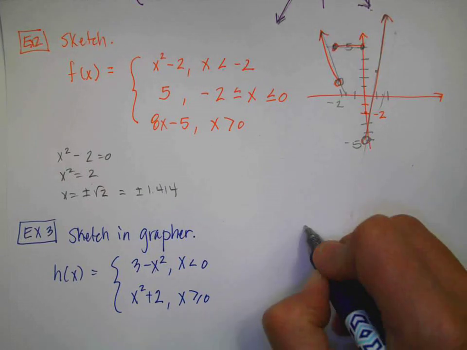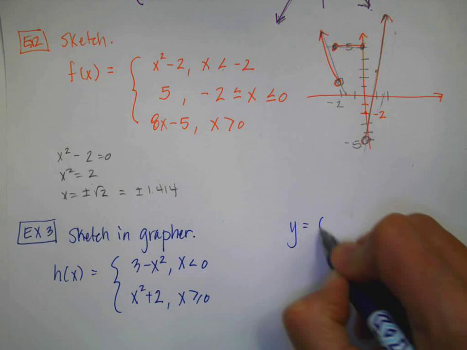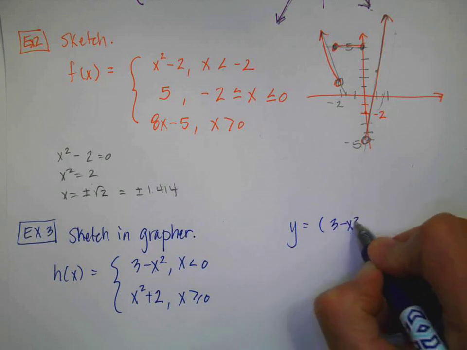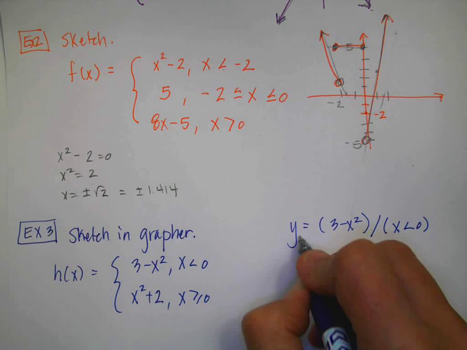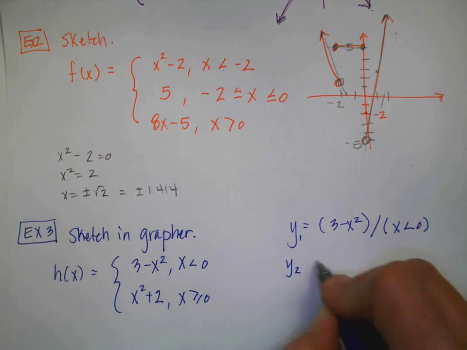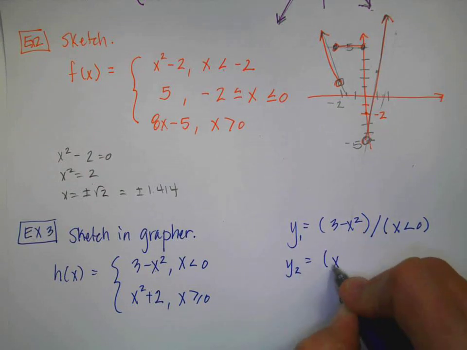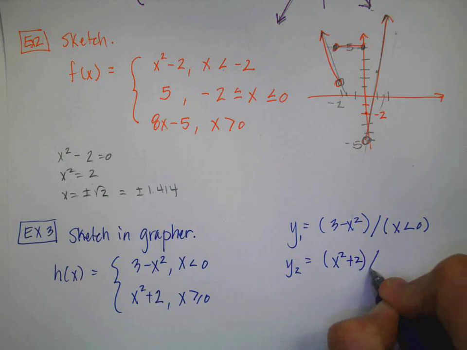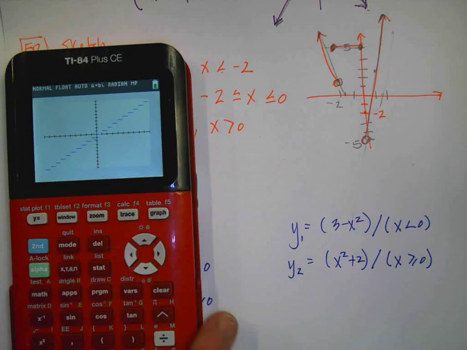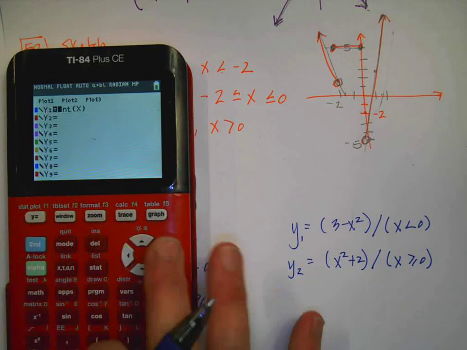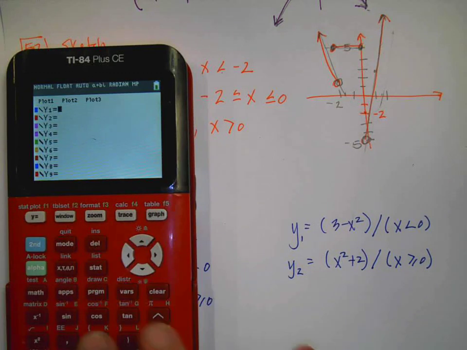Remember that when we enter these in our calculator, we're going to do y equals, in parentheses, 3 minus x squared. We're going to divide it by each of the conditions. So that would be the first equation. The second equation would be x squared plus 2 divided by x is greater than or equal to 0. So let me get out my handy dandy grapher. Clear that cool guy. Clear.